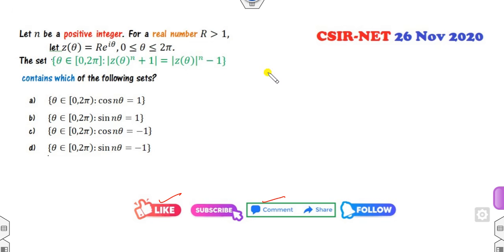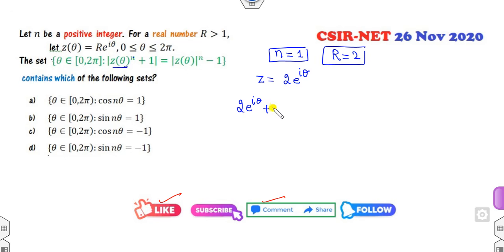Let n be a positive integer. Take n as 1. For the real number r greater than 1, I can choose r as 2. Then z will be 2 e raised to power iota theta. Then the set consists of all this, so I can substitute this value. N is 1, z is this number, 2 e raised to power plus 1. N is 1, z is 2 e raised to power minus 1.